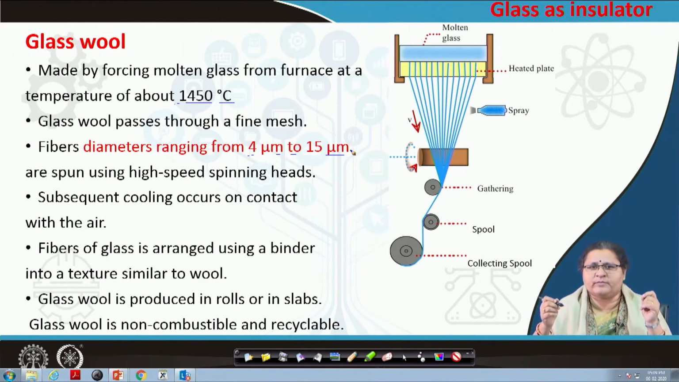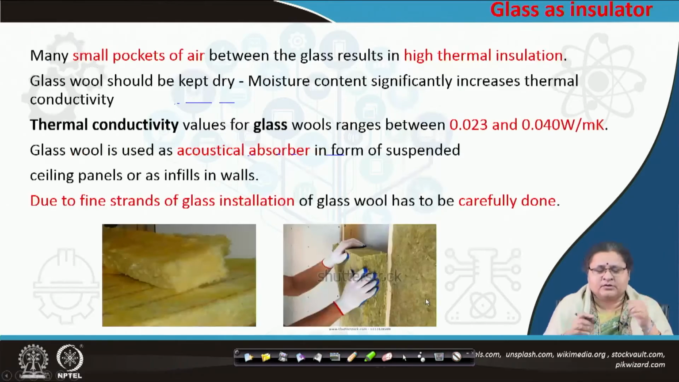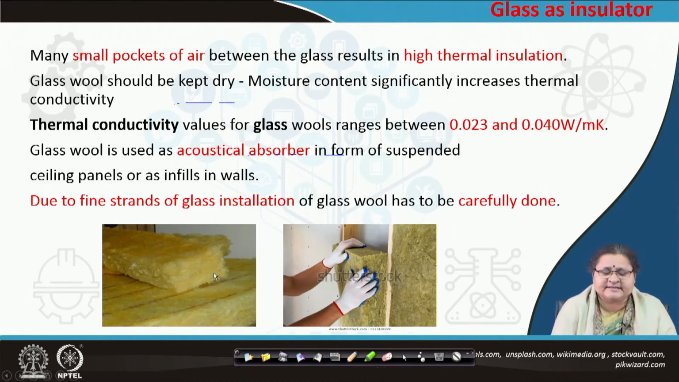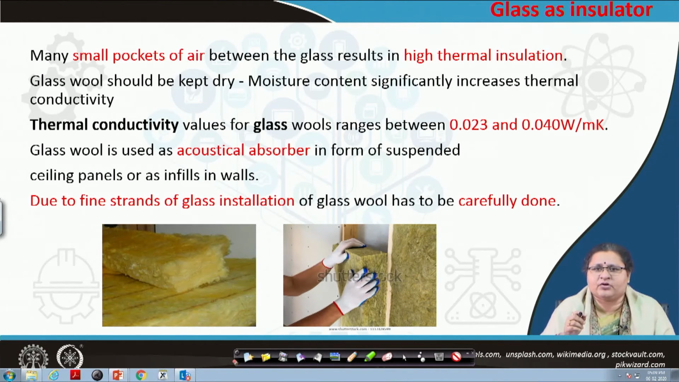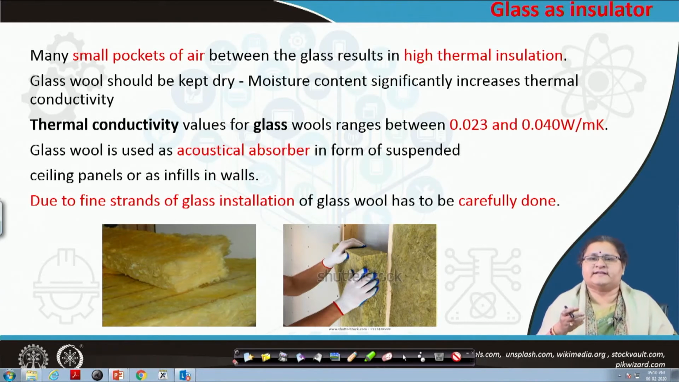These are non-combustible and also recyclable like the other glass. Now, in this picture you can see the glass wool. This is how it looks. What is entrapped here? It is the air which is entrapped, which is actually helping in the insulation process. So, this entrapped air is the player of insulation. It should be dry. If there is water inside, it no longer serves as a thermal insulator. It also acts as an acoustical absorber.